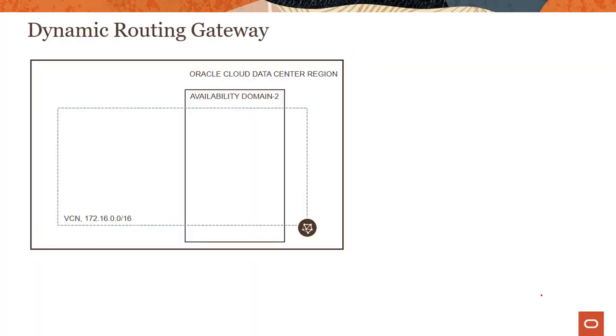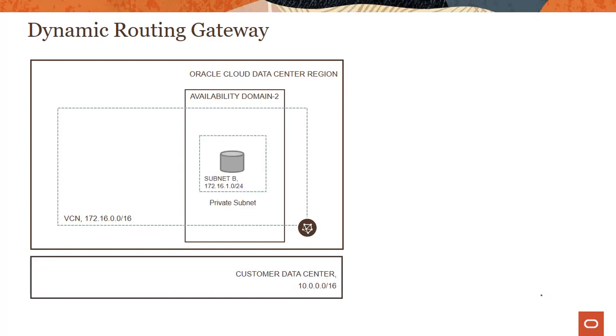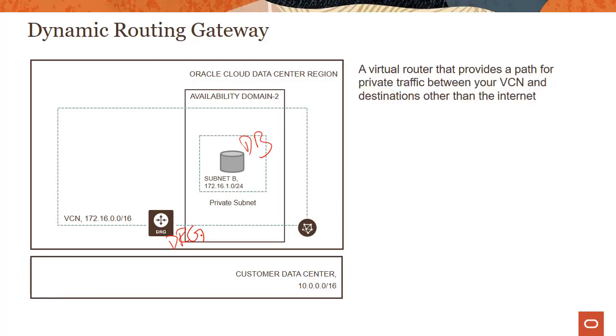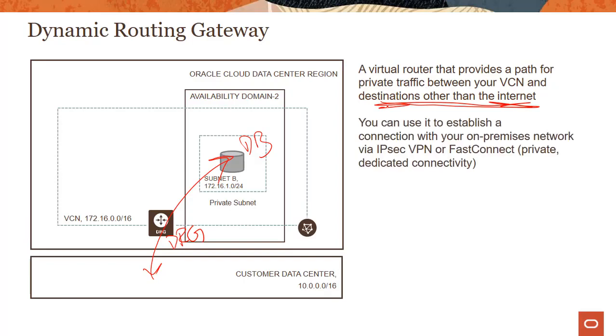As you recall from the previous module, we looked into this gateway called a dynamic routing gateway. Anytime you have your on-prem environment and you want to connect to it, let's say you have a database running here, you would use this gateway in OCI called a dynamic routing gateway. It's a virtual router sitting at the edge, and it provides a path between your private subnets and your on-prem environment. So in any situation where you want to connect other than over the internet, you would use a DRG. DRG is used both for VPN as well as FastConnect. Both these options are supported on DRG, and we'll look into this in more detail in the demo.